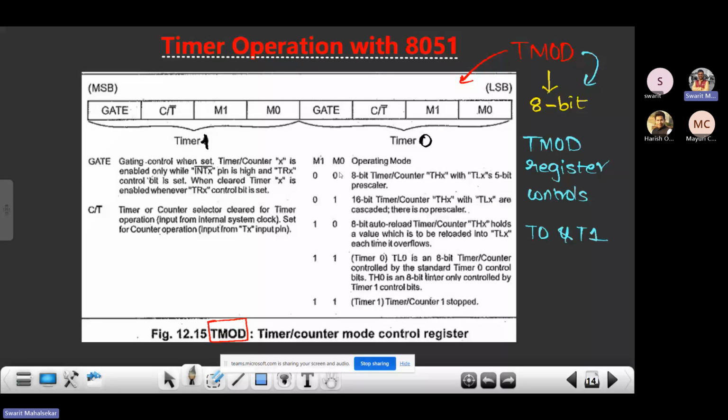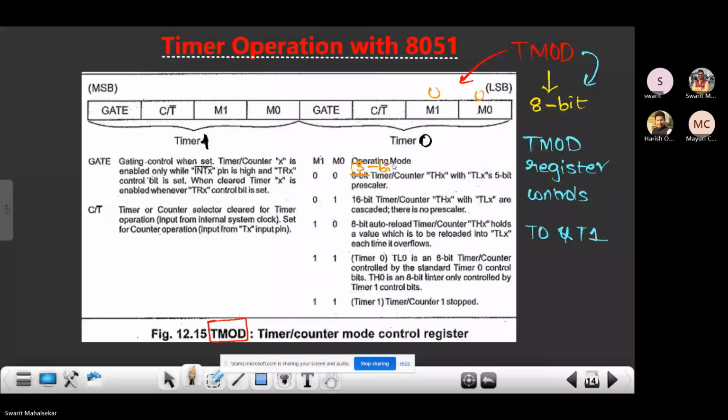That is mode 0 and mode 1. So you see the M0 and M1 bits which are present over here. If these bits are 0 0, that means we are selecting 8-bit timer counter operation. Basically it is not 8 bits, it is 13 bits. In reality, it's 13 bits, so we can use 13 bits.